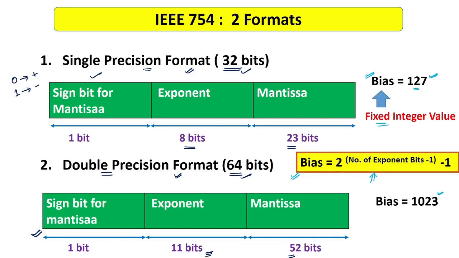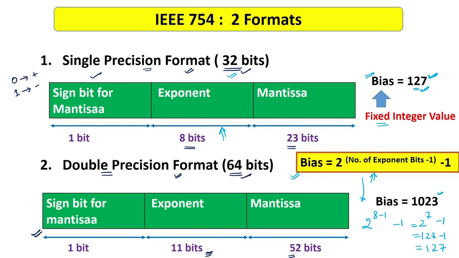The formula is 2 to the power of the number of exponent bits minus 1, and then again minus 1. For example, in single precision format, how many bits are reserved for the exponent? We have 8 bits. If I apply this formula, it will be 2 to the power of (8 minus 1), then minus 1. So 8 minus 1 is 7. 2 to the power 7 minus 1 is 128 minus 1, so basically it is 127. In single precision format, I got the bias value with the help of this formula as 127. It will be fixed for the single precision format because it is an IEEE standard.